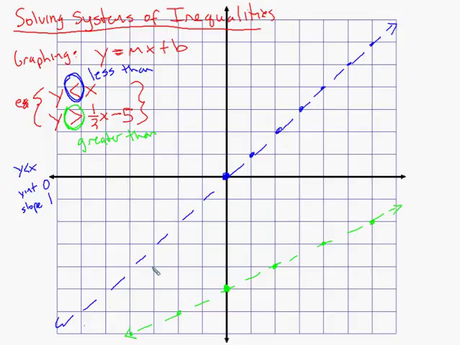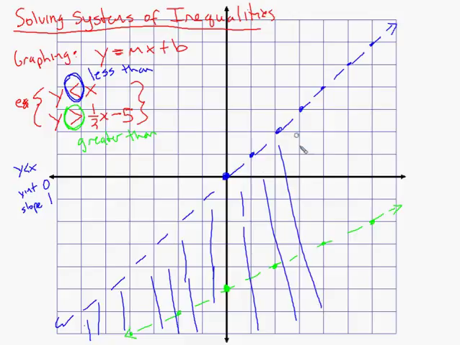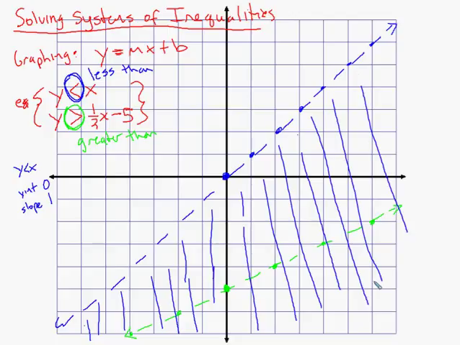Well, smaller would be below the line. So lightly, with my pencil, I would shade everything below my first line. Notice that that ends up including the green line. Now let's look at the green line. Greater. Well, that's going to mean everything that's bigger than that line. So I look at this line, and things that are bigger than this line would be above it. So I lightly, with my pencil, shade above that line.